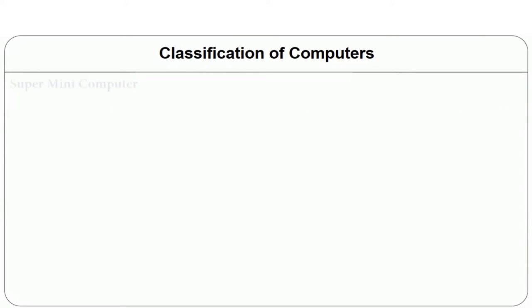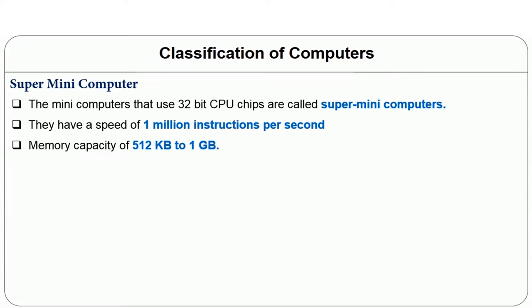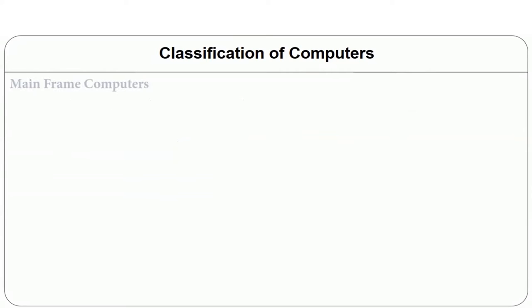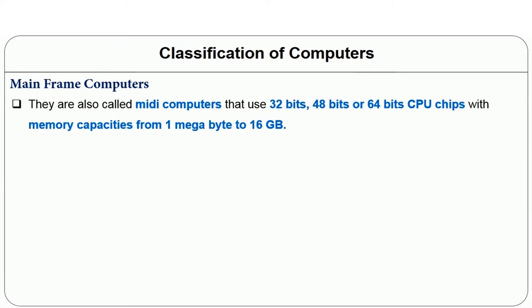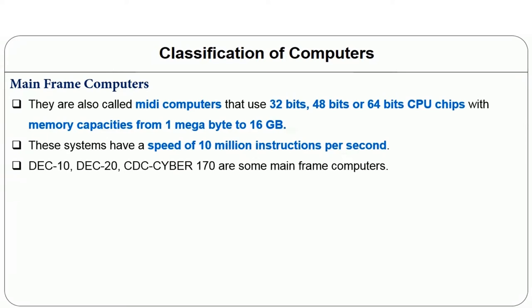Super mini computers. The mini computers that use 32-bit CPU chips are called super mini computers. They have a speed of 1 million instructions per second and memory capacity of 512 KB to 1 GB. They have all high-level languages. VAX-11 and MC-300 are some super mini computers. Mainframe computers. They're also called midi computers that use 32-bit, 48-bit, or 64-bit CPU chips with memory capacities from 1 megabyte to 16 GB. These systems have a speed of 10 million instructions per second. DEC-10, DEC-20, CDC Cyber 170 are some mainframe computers.